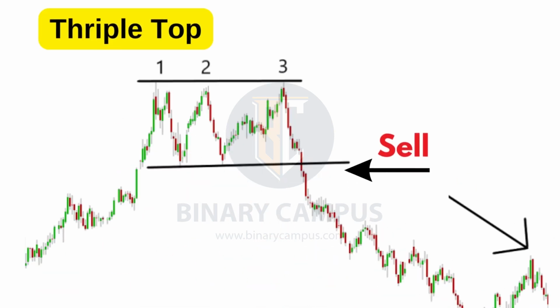Rather than being higher, traders should only enter the short position when the price breaks out from the support level or the neckline. The stop loss should be placed at the third top of the pattern. The minimum target should be equal to the distance between your entry and the tops. Fifth one is triple bottom.